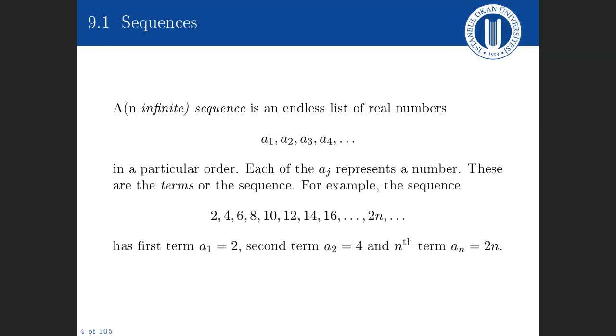For example, if we looked at the sequence 2, 4, 6, 8, 10, 12, 14, 16, comma, ..., comma, 2n, comma, ... The first term here, A1, is equal to 2. The second term, A2, is equal to 4. And the nth term, An, is equal to 2n. The ... on the end means the sequence goes on, doesn't have an end. The ... in the middle between 16 and 2n means the same pattern of numbers between 16 and 2n.